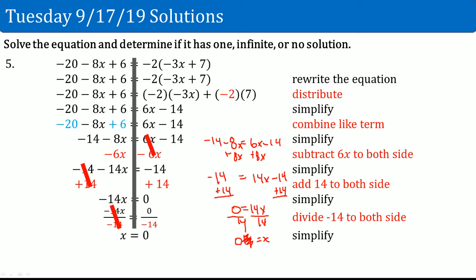That's the reason why you move the smallest one, so you could avoid negatives. Okay, I moved the bigger one. I moved the 6x. That's the reason why I came up with a negative. Okay, the negative 14. I still get the same answer. All right. One solution. x equals 0 is considered one solution.